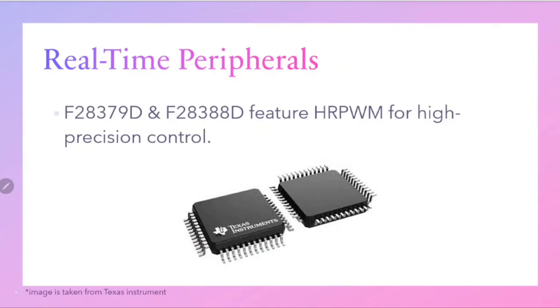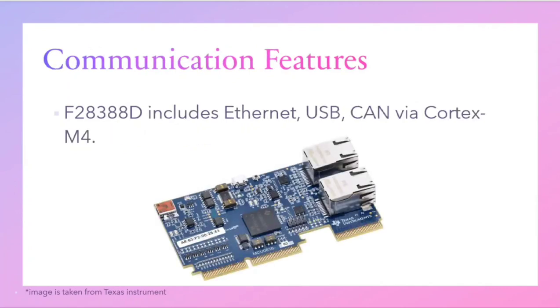So the F28379D and F28388D feature the high resolution PWM for high precision control, and if you are looking for frequencies of more than 200 to 300 kilohertz, the F28379D and F28388D support the high resolution PWM features, and that provides high precision control for your applications. If you are looking for communication features such as Ethernet, USB and CAN, CAN is supported in all the microcontrollers, and if you are looking for Ethernet, you can go for the F28388D microcontrollers.